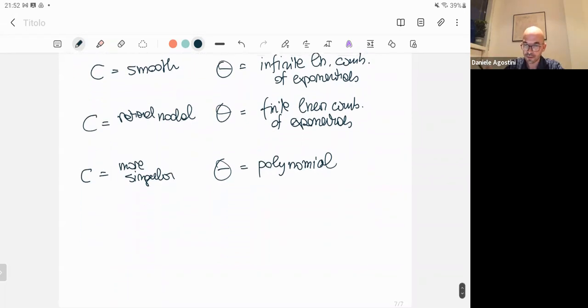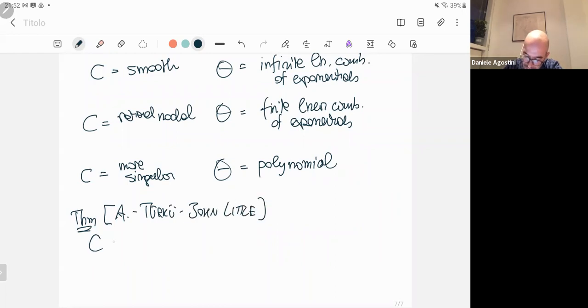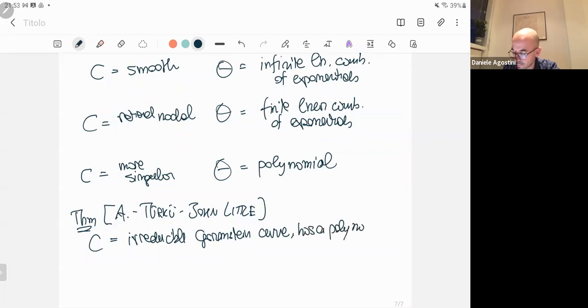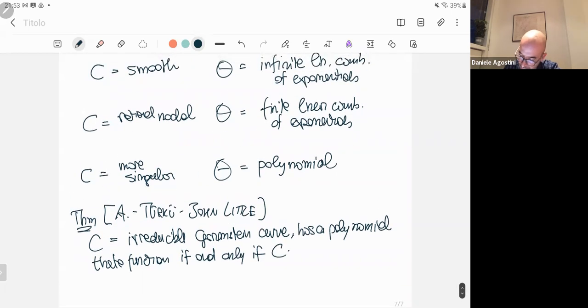And yes, this was studied recently in a paper by myself, Turku, and John Little. So let's say C is an irreducible Lorentz curve. Then C has a polynomial theta function if and only if C is rational again and has only a unibranch singularity.